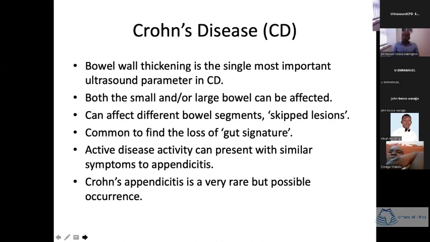So you can have patients sent with a request saying query appendicitis, but when you examine properly, you find out that it's not appendicitis, it's Crohn's disease. Chronic appendicitis is also a possibility, but it's very rare, so it's possible.